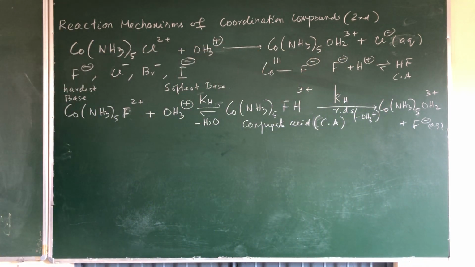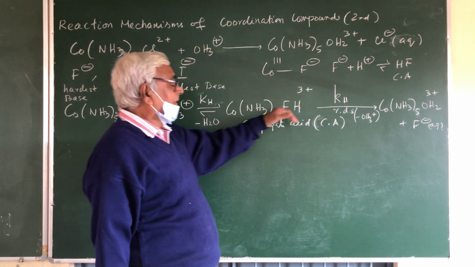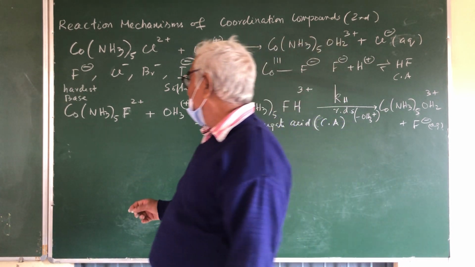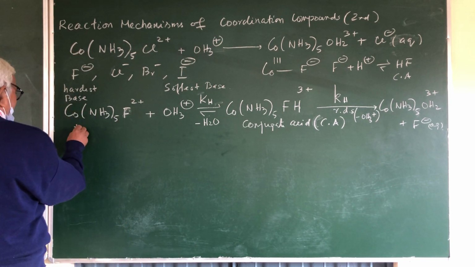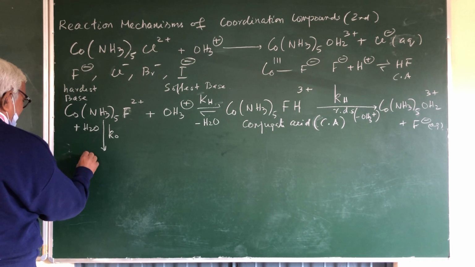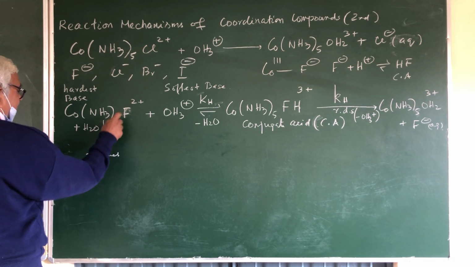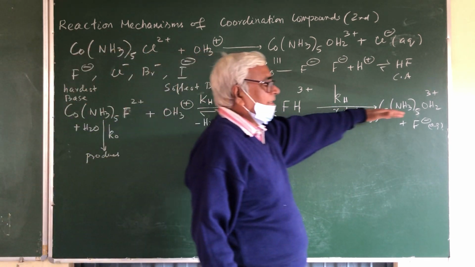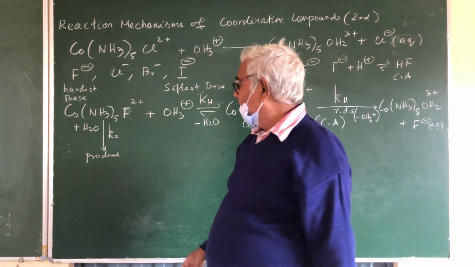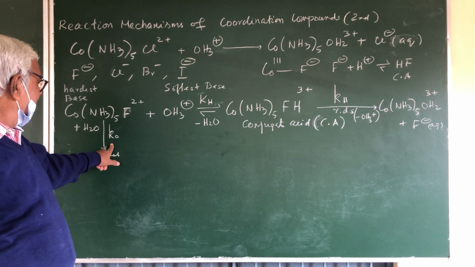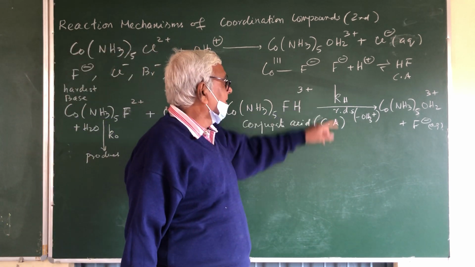What should be the rate law? Now here we are talking of only acid dependent path. It can also have solvent dependent path. If there is solvent dependent path, this complex can combine with the solvent in a K0 path producing product. This is acid dependent path and this is solvent dependent path. If both the paths are present, K0 is solvent dependent rate constant, K is acid dependent rate constant.